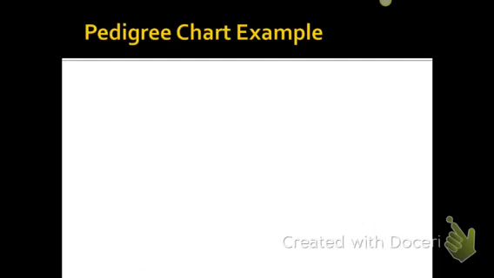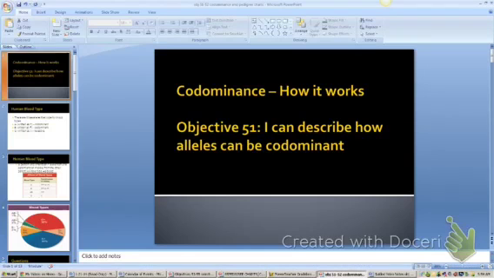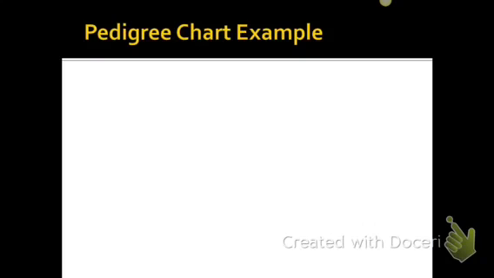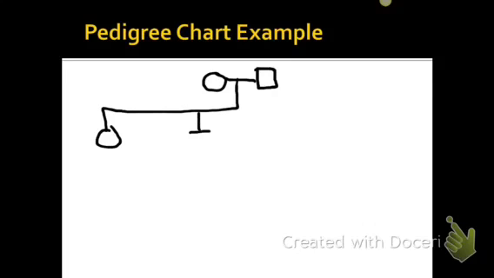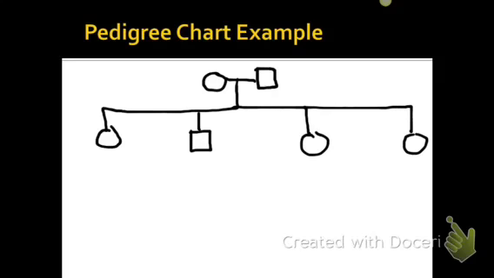Okay, so I'm just going to give you a quick example of a pedigree chart. Okay, so my mom married my dad, so a circle and a square. Together they had 4 children. My oldest sister, my brother, then me, then my little sister. Okay? My sister is married. My brother is married. I am married, and my little sister is married.